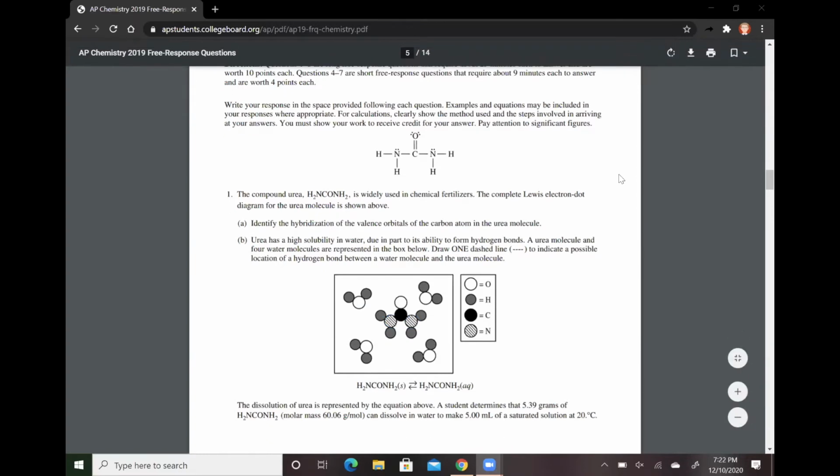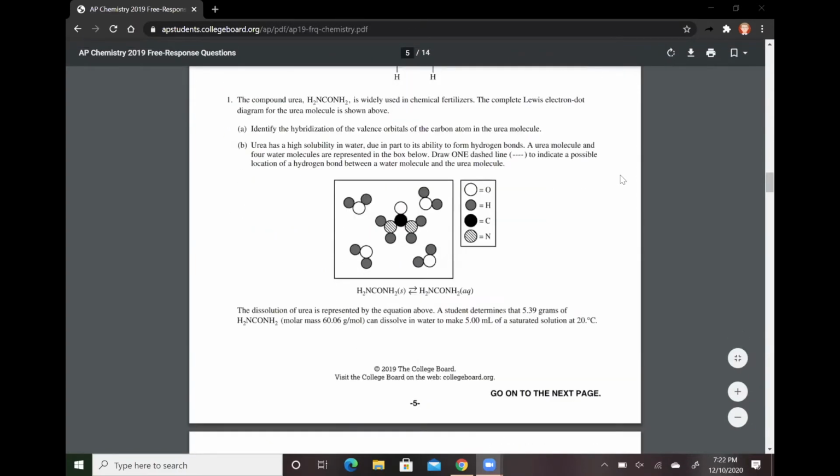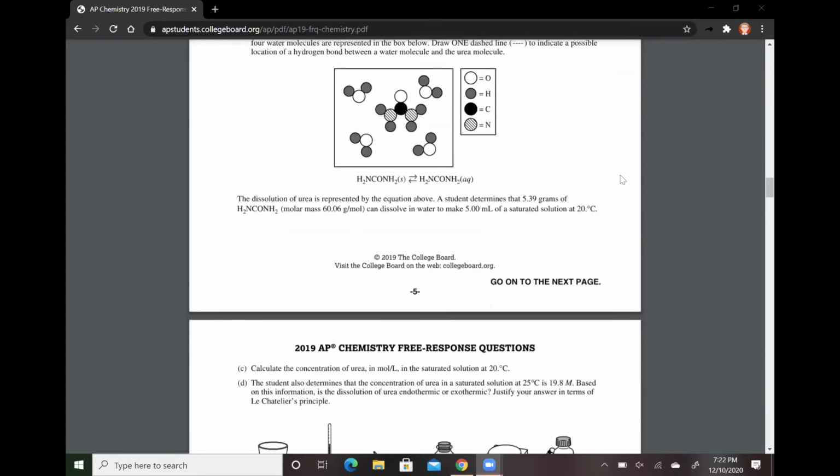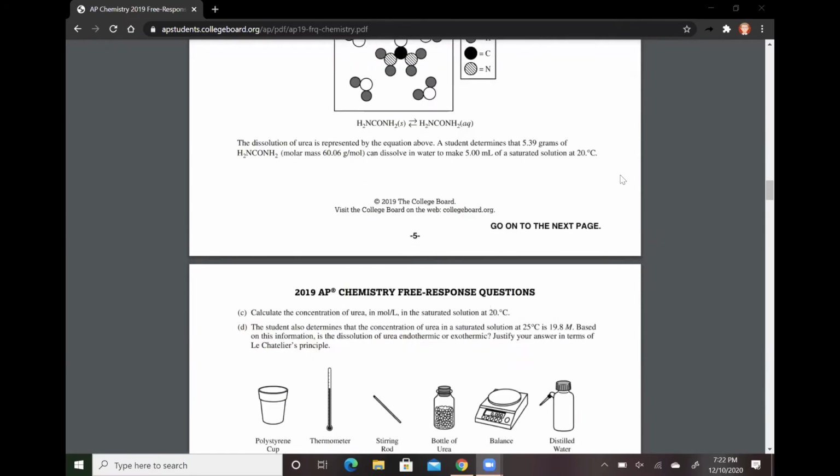Okay, so now we've got our first calculation. The dissolution of urea is represented by the equation above. A student determines that 5.39 grams of H2NCONH2, molar mass 60.06 grams per mole, can dissolve in water to make 5 mL of a saturated solution at 20 degrees Celsius. Part C, calculate the concentration of urea in moles per liter in the saturated solution at 20 degrees Celsius.